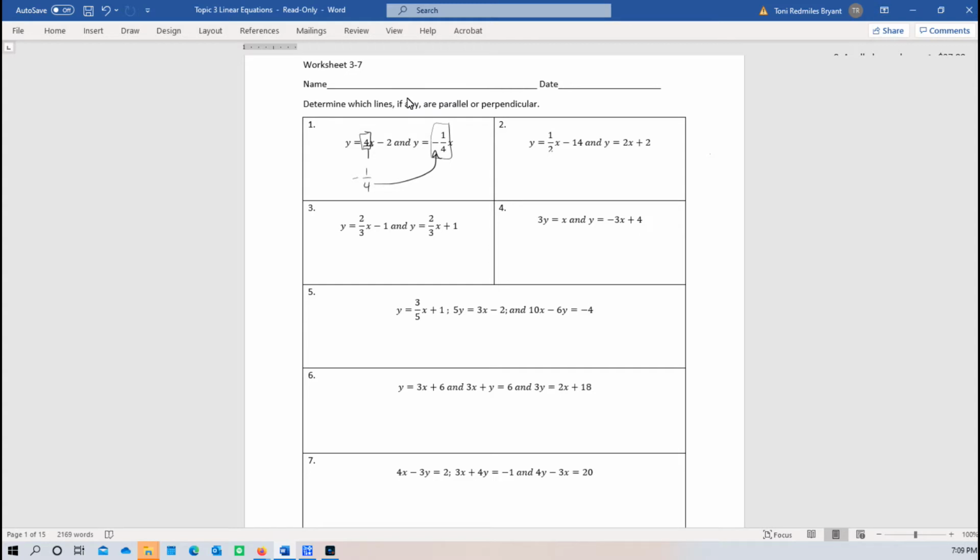The second thing I need to look at is the y-intercept, which is a -2 here, and there's nothing here, which means it's +0. I have two different y-intercepts. So this one is perpendicular.